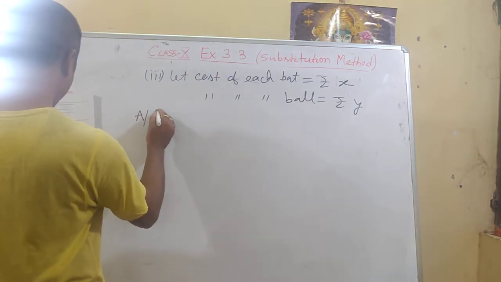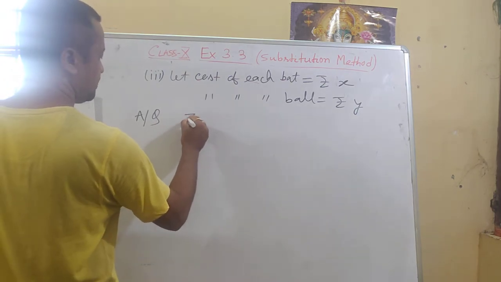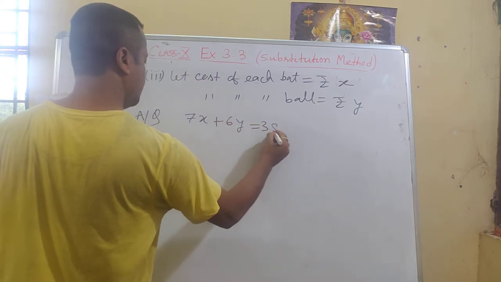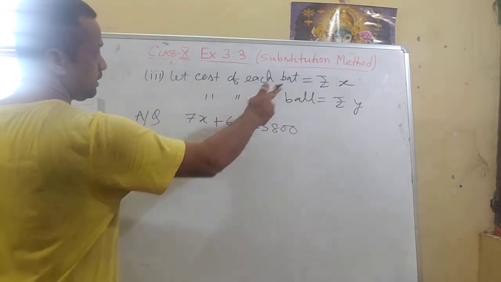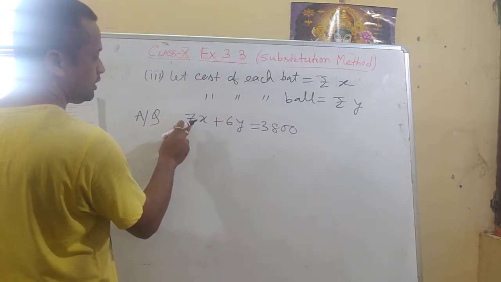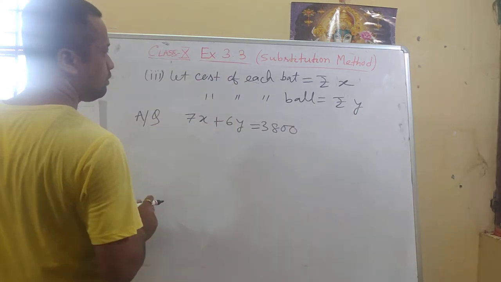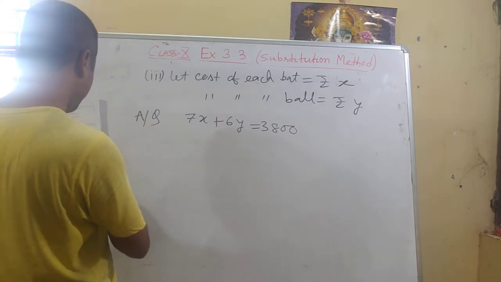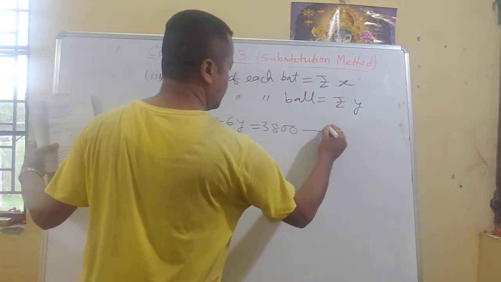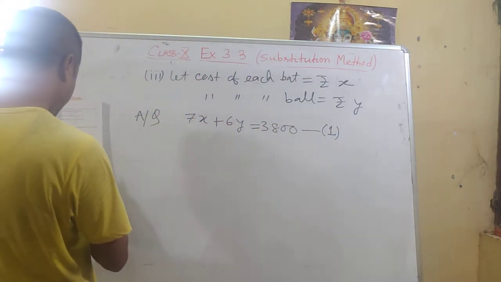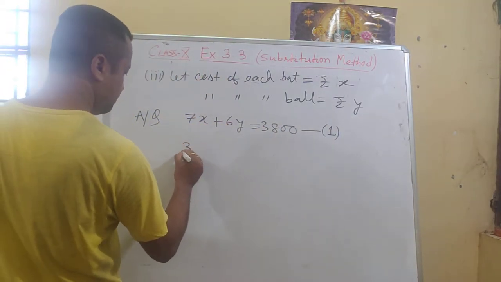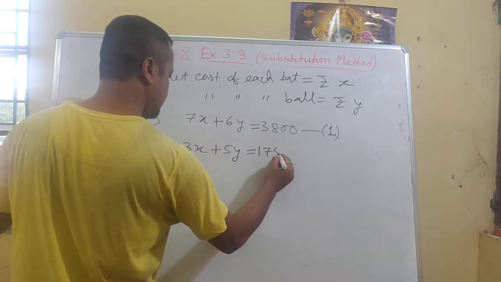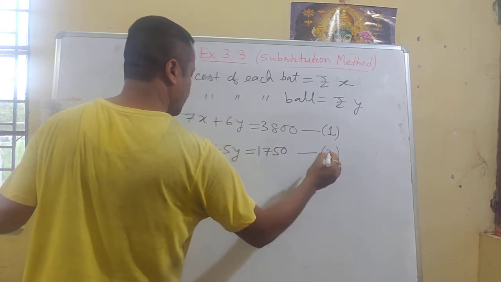According to the question, 7 bats, so 7 into x, plus 6 balls, 6 into y, is equal to 3800. Cost of 1 bat is x, so cost of 7 bats is 7x. Cost of 1 ball is y, so cost of 6 balls is 6y. Together this cost is 3800. Mark this as equation number 1. And secondly, later she buys 3 bats, so 3x, and 5 balls, so 5y, and this is 1750. So this is equation number 2.